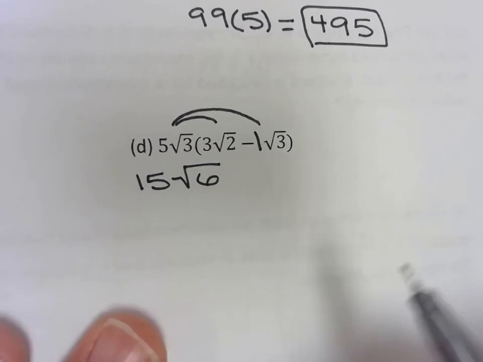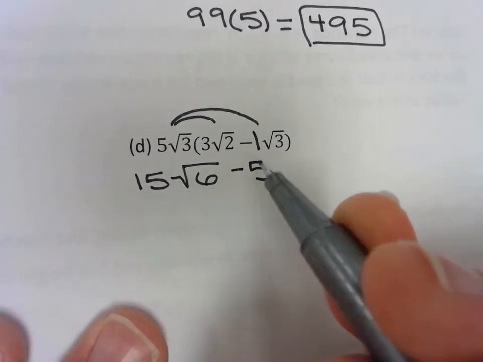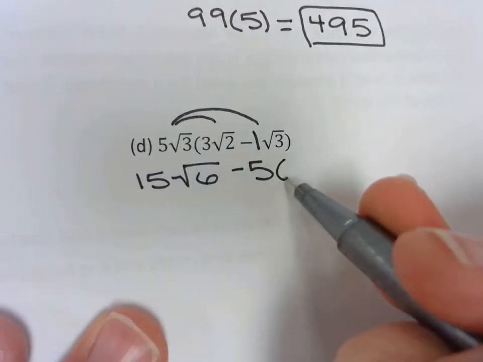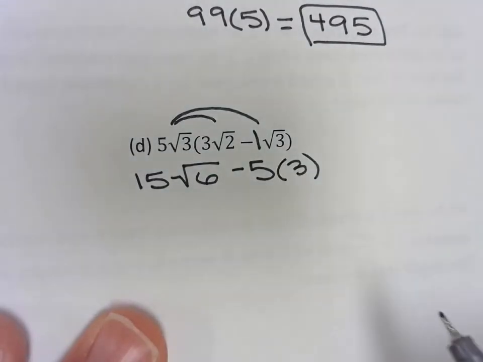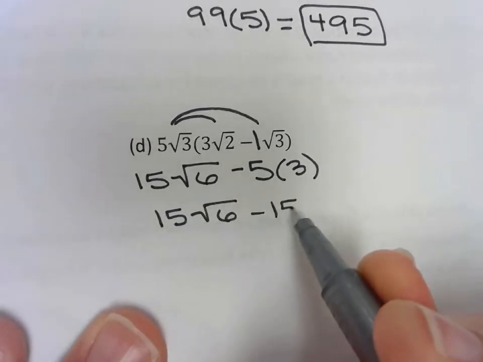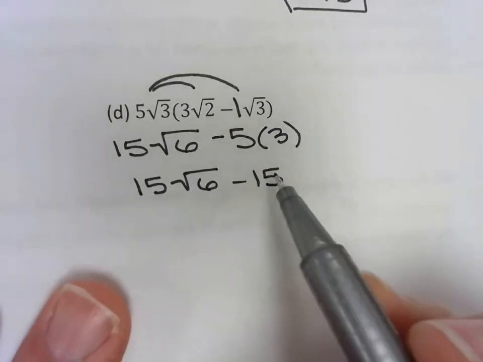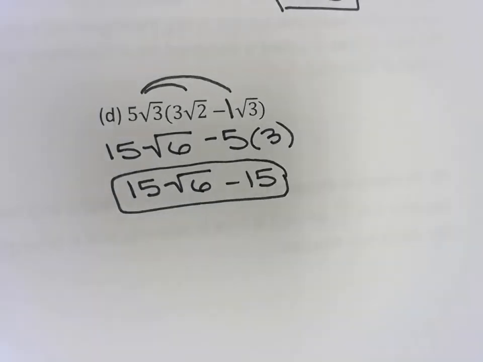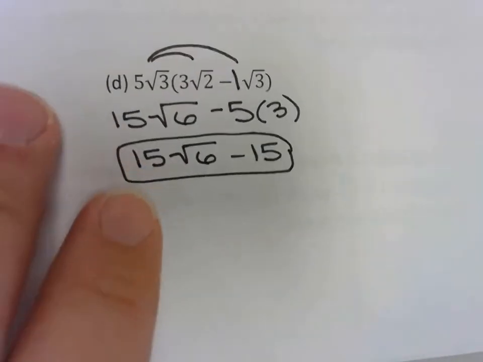So 5 times negative 1 is negative 5. Square root of 3 times square root of 3, I'm multiplying with the same number under the radical. That is just 3. So 15 square root of 6 minus 15. You cannot combine those because the 15 does not have a square root of 6 with it. So that is my final answer. So we're distributing, but we're using the way we know how to multiply radicals with that.